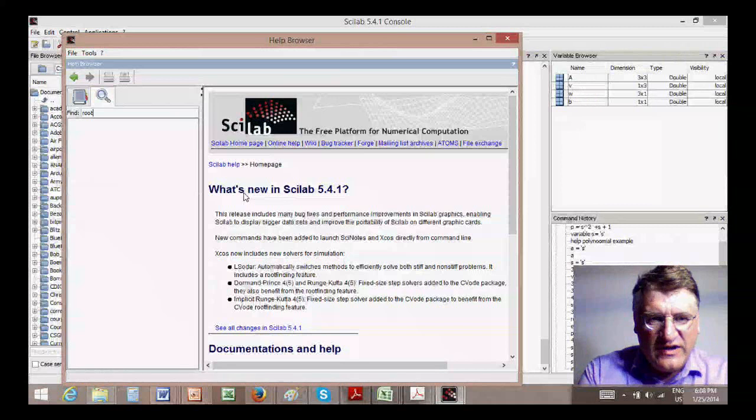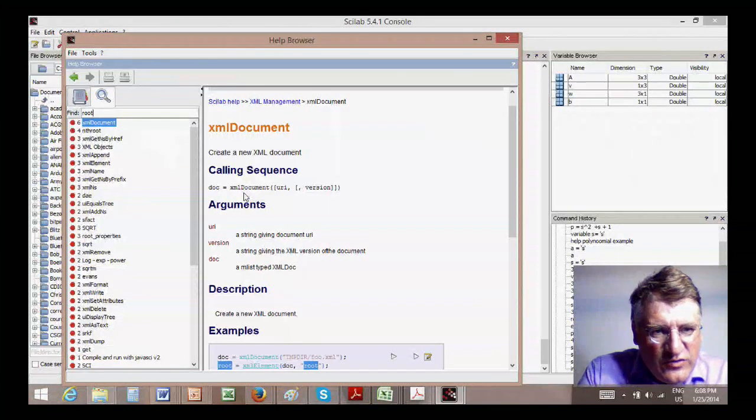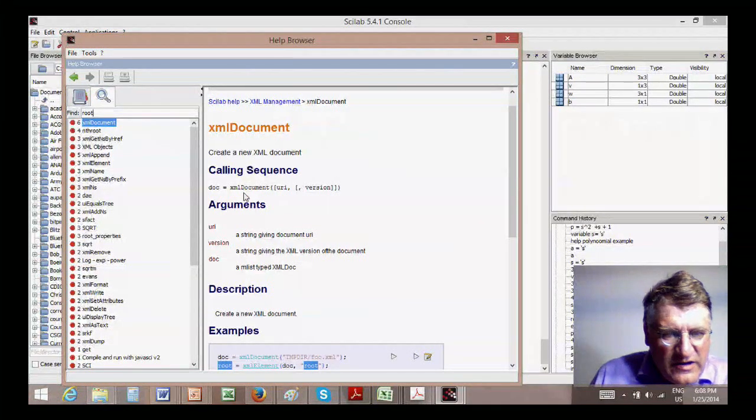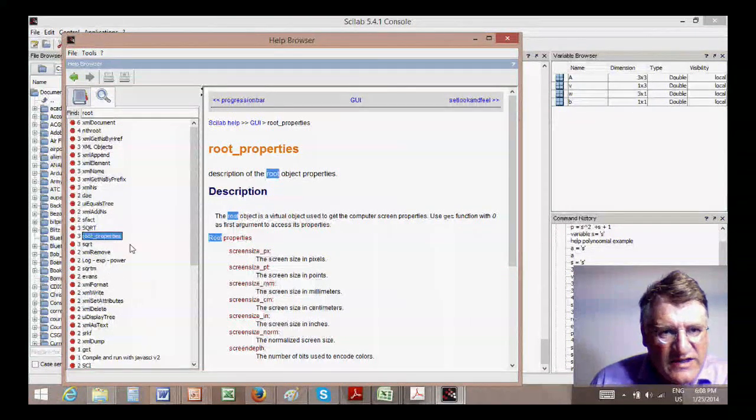And for example, if we take root, I want to compute the roots of a polynomial. Well, it doesn't seem to be very particularly useful. However, here we have root properties. No, that doesn't give us everything. So we're going to try something else, which is roots.